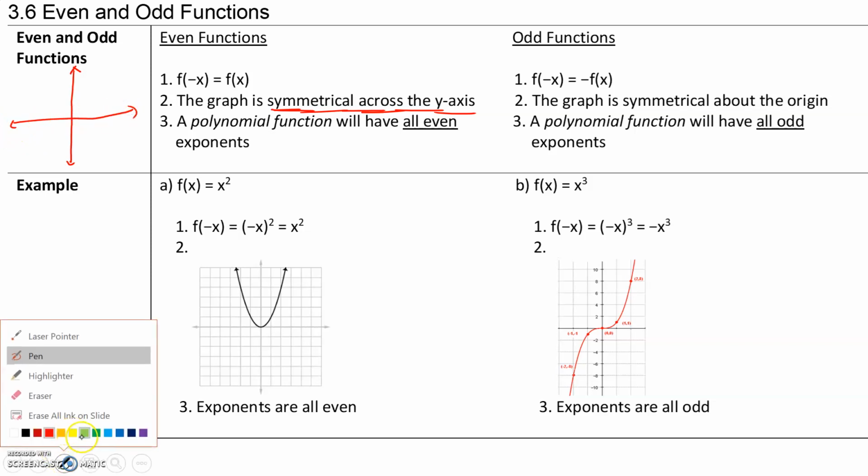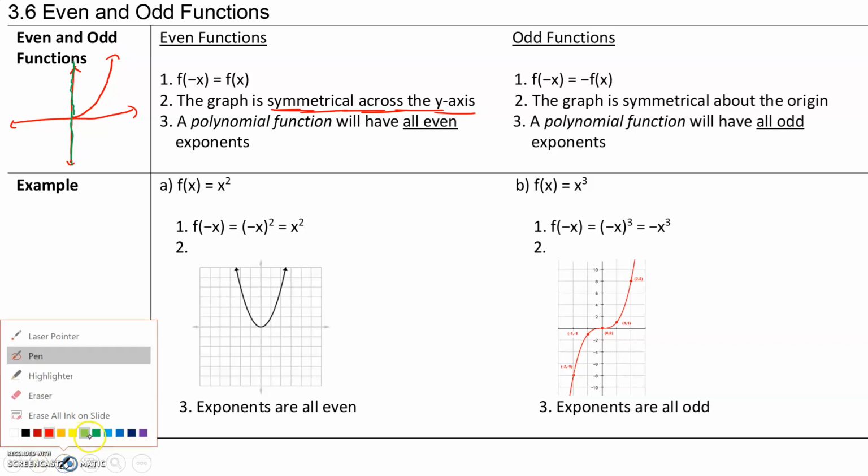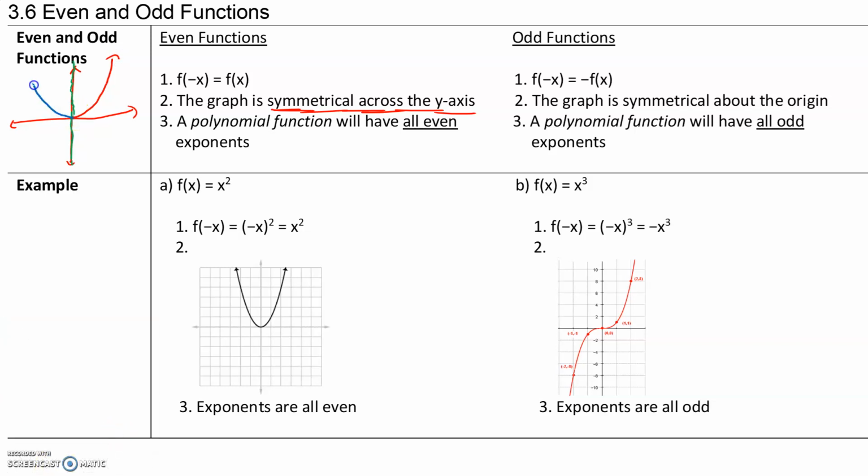So your y-axis is the vertical axis, it's this thing. If something is symmetrical across the y-axis, it means that it looks exactly the same on both sides of the y-axis. So for example, if this side of the y-axis looks like this, then the other side of the y-axis will also have the very exact same shape, except reflected over the y-axis. Okay, so this is being symmetrical across the y-axis. Also, a polynomial function will have all even exponents if this is an even function.